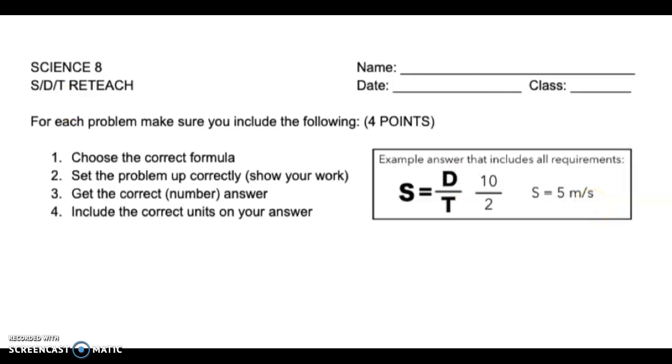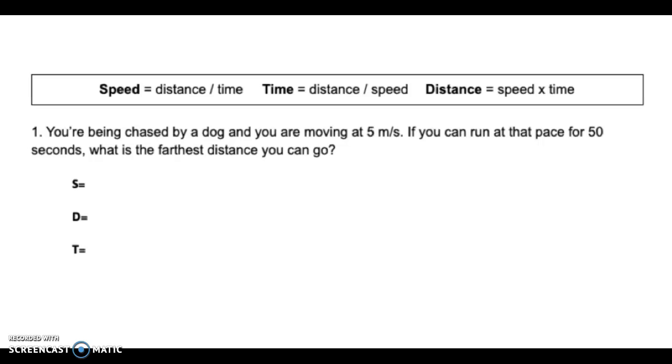Okay, so the first one we're going to look at says, number one, you're being chased by a dog and you are moving at 5 meters per second. If you can run at that pace for 50 seconds, what is the farthest distance you can go? So the very first thing we're going to do is fill out the information that we know.